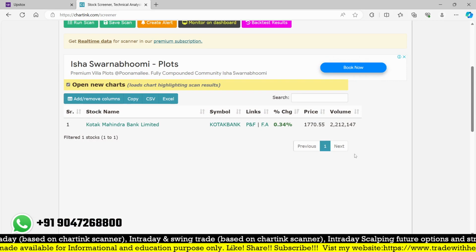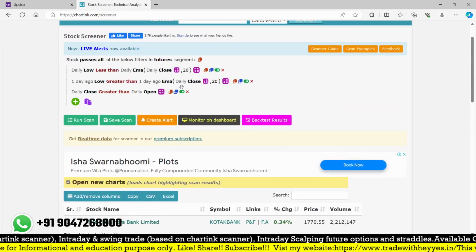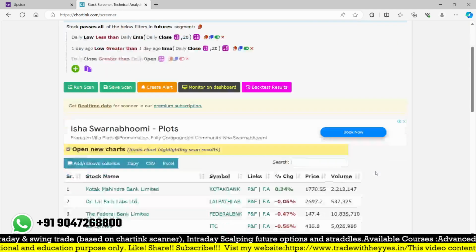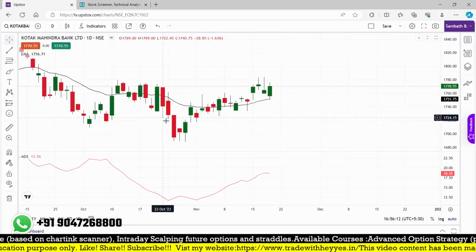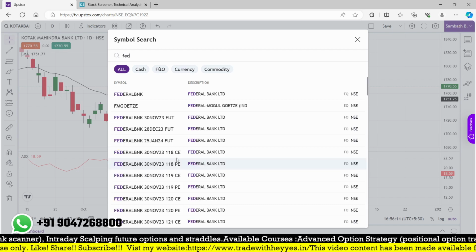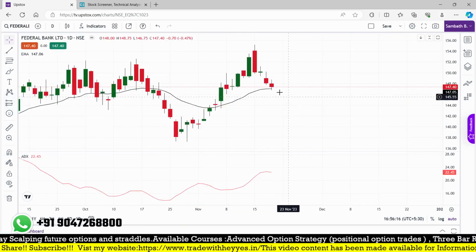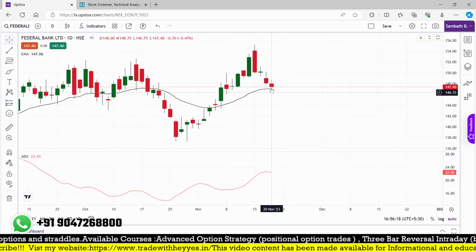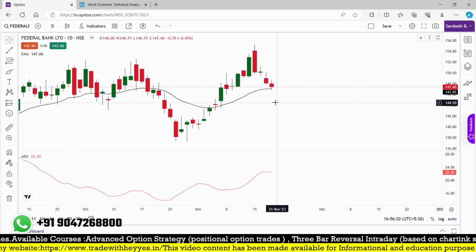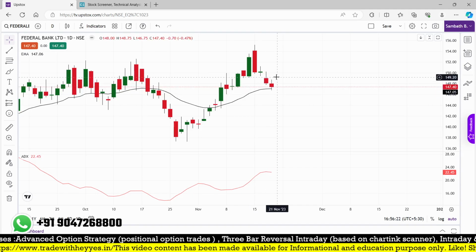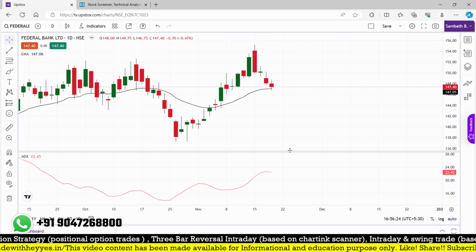Without that condition, we can see a lot of stocks. If you're adding this condition, you can see a lot more stocks, like Federal Bank. I will show you what is happening here. Federal Bank, it has not taken the support. It has taken the support, but it was a down candle. It is not a green candle.